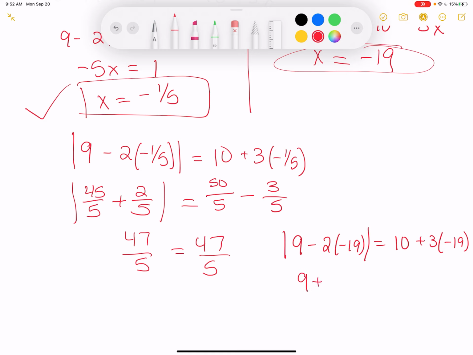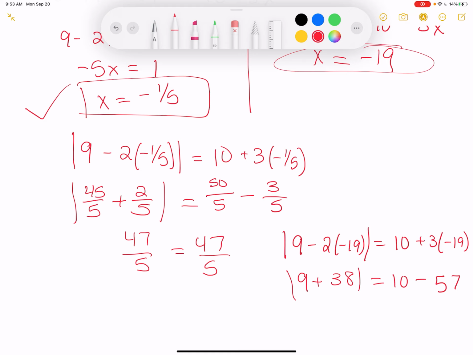So 9 plus 38 is equal to 10 minus, is that 57? Wait, let me calculate it. Maybe it's a mistake. Oh my god, it doesn't work. Well, 3 times 20 is 60, and then subtract 3 would be 57. Oh, okay, you're correct. The math checks out.